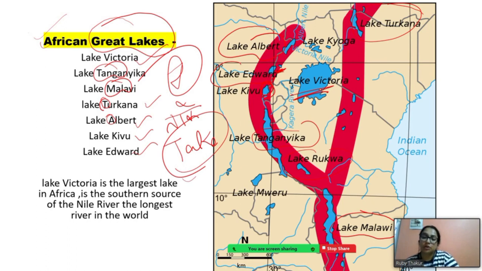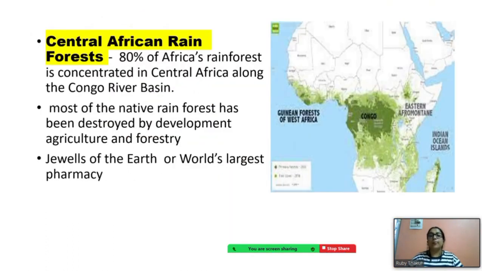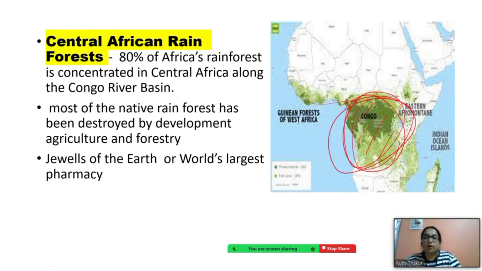It is the southern source of the Nile River. And the Nile River, you all know, is the longest river of the world. Now next is the Central African Rainforest. We have seen some. This particular region is also a rainforest area. 80% of Africa's rainforest is concentrated in Central Africa.